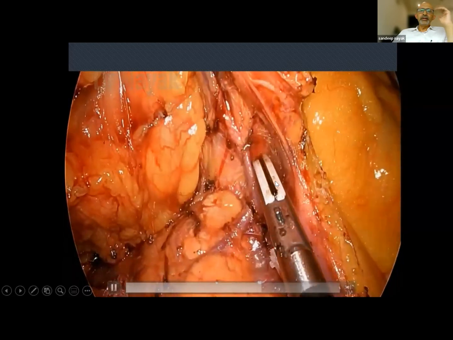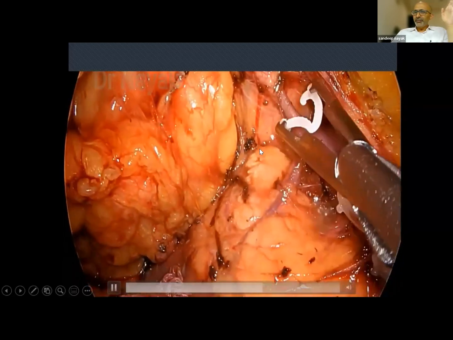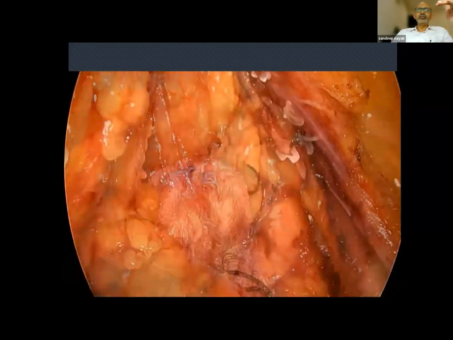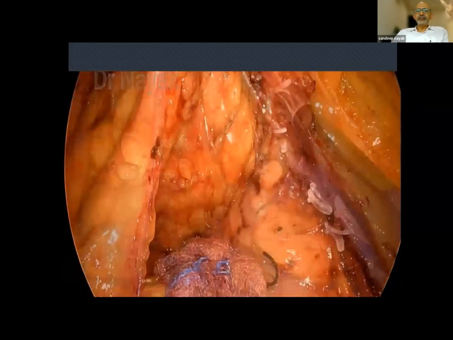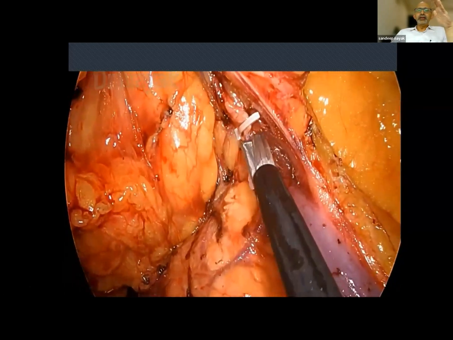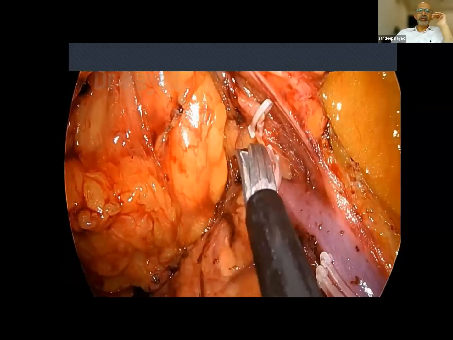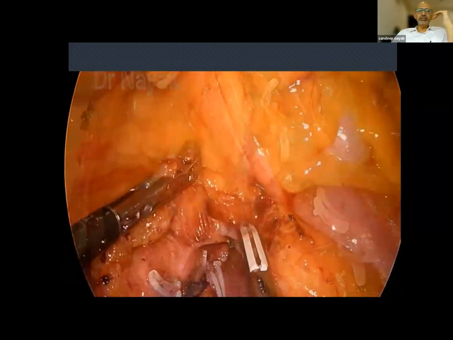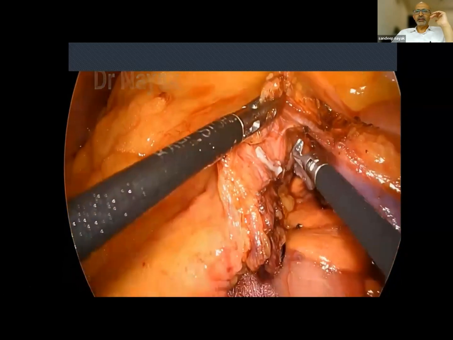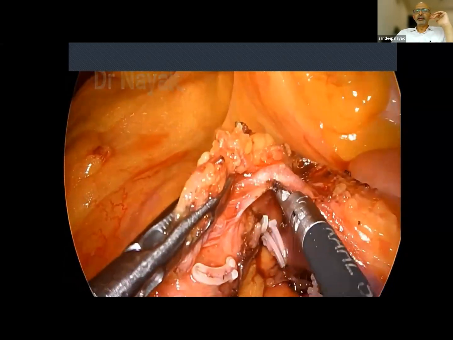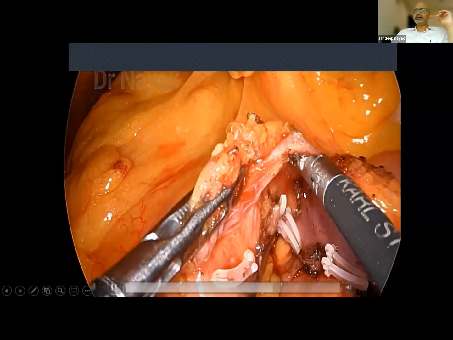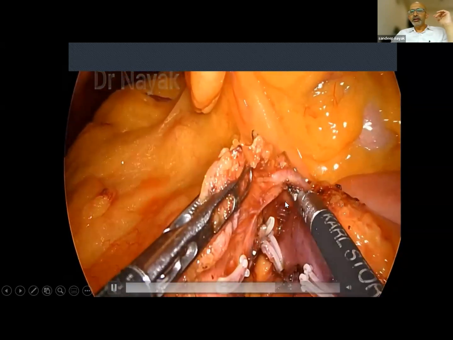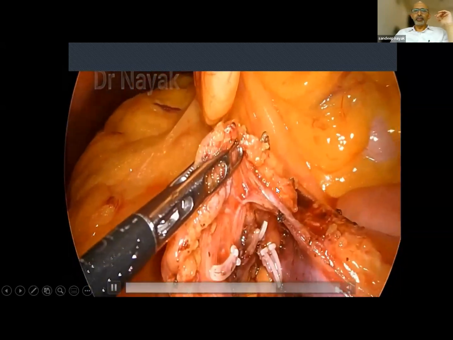So this is one of the vessels coming and joining. I will not name them because it's really impossible to say which is which vessel. There are multiple variations. So you have to ligate and be watchful for every vessel that comes there, and there can be connection between these veins as well, which you have to be very cautious about. So this is the right branch of the middle colic artery.